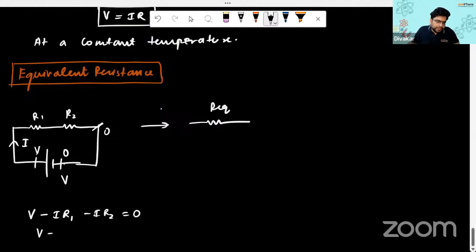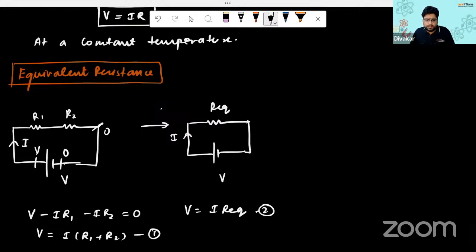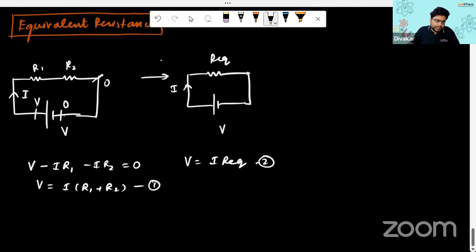So from here, I got V equal to I taken common, R1 plus R2. On the other hand, if I do the same thing here, remember I told you, you cannot change voltage and you cannot change current. So you can write V equal to I times Req. V and I in both cases are the same, that is something I don't want to change. So if I equate them, I into Req will be equal to I times R1 plus R2. I gets cancelled out, so you get Req as R1 plus R2.